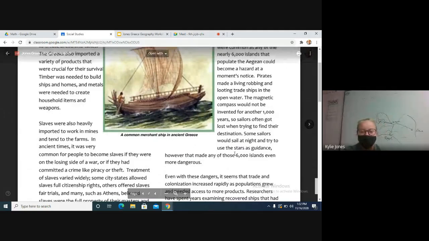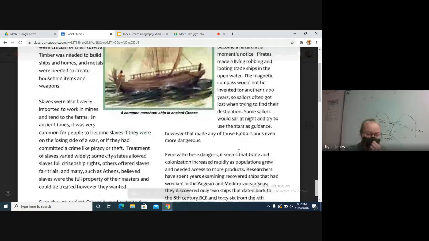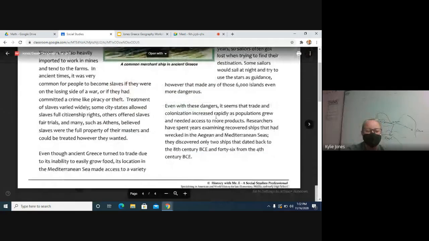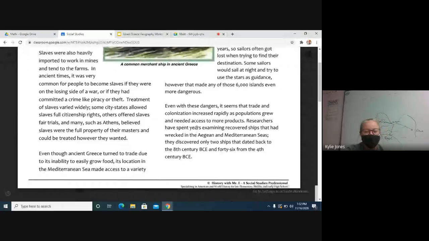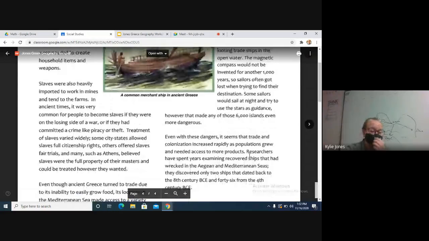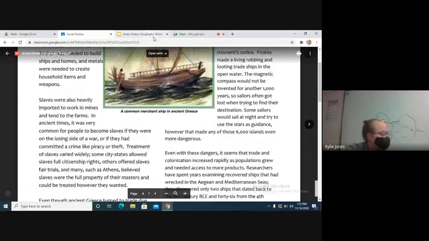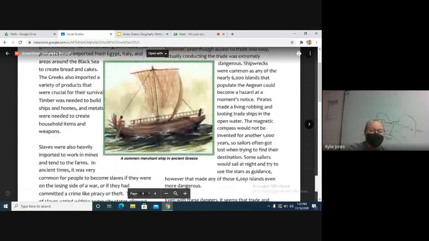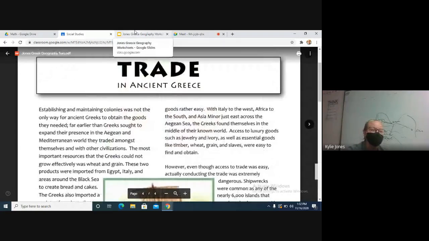And then finally, even with these dangers, it seems that trade and colonization increased rapidly as populations grew and needed access to more products. Researchers have spent years examining recovered ships that had wrecked in the Aegean Sea and the Mediterranean seas. They discovered only 2 ships that dated back to the 8th century BCE and 46 from the 4th century BCE. So, there's a lot about trade right there. And that it was dangerous, difficult, but it was necessary.